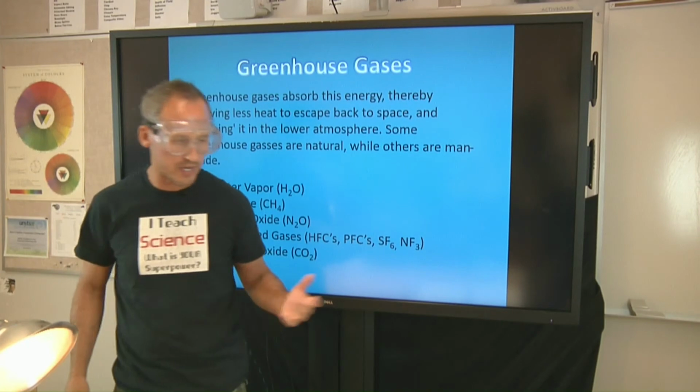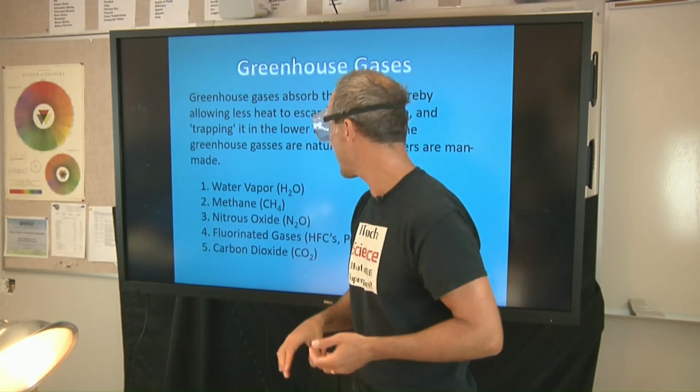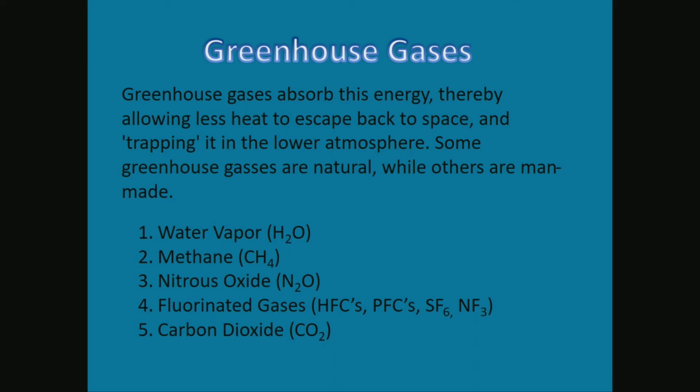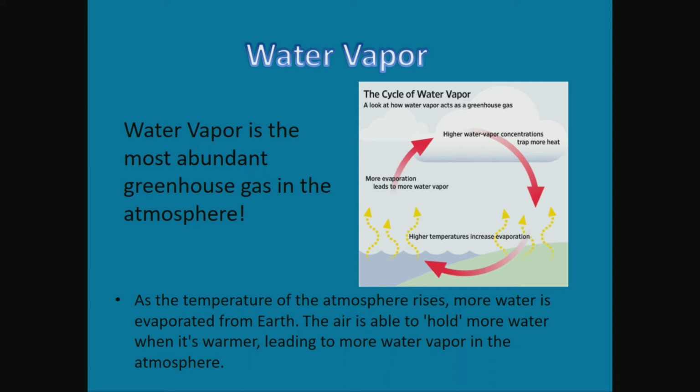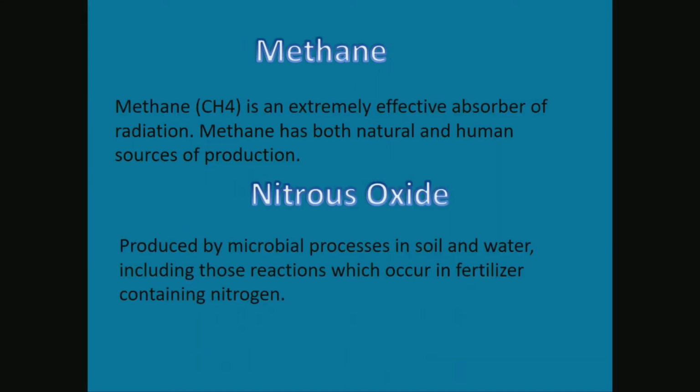Okay, so our greenhouse gases, there are more gases than just carbon dioxide. There's water vapor, methane, nitrous oxide, fluorinated gases, and then finally carbon dioxide, which is our big one that we're going to spend most of the time on. Okay, so water vapor a little bit. It's actually the most abundant greenhouse gas in our atmosphere. Water is released through all sorts of different processes, whether you're talking about photosynthesis or our oceans and evaporation. So water vapor is constantly in our atmosphere.